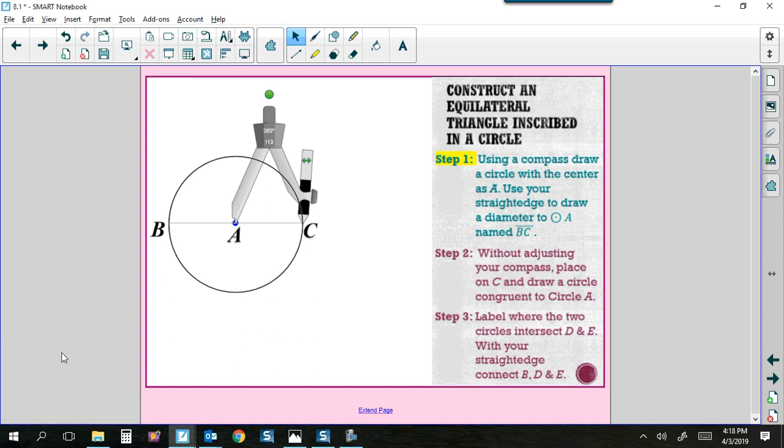I totally meant to say horizontal, not diagonal. So you can draw the diameter going any direction you want. I chose horizontal for BC.